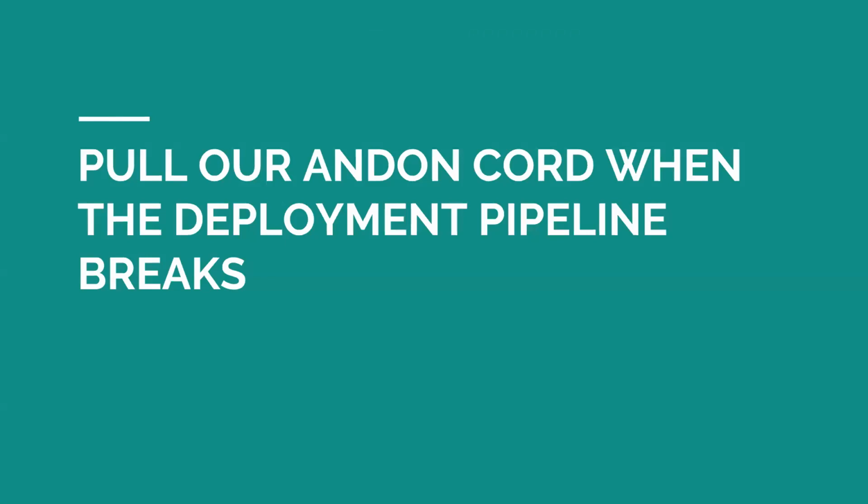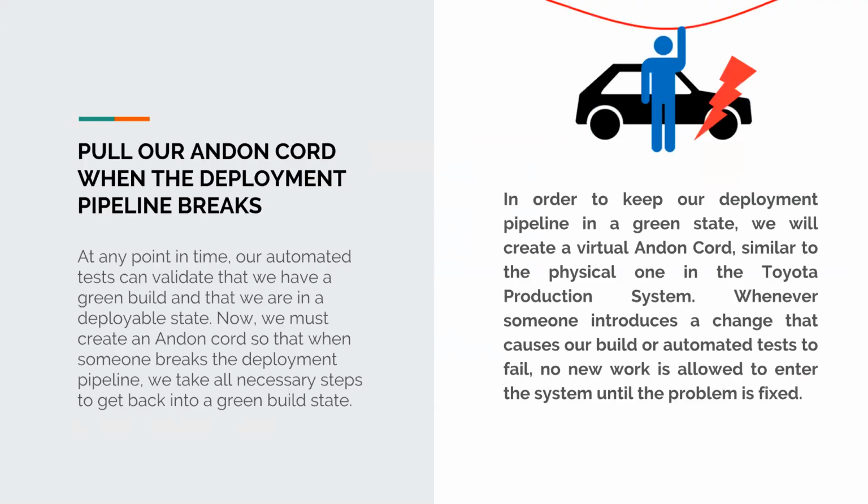And we also need to pull our andon cord when the deployment pipeline breaks. At any point in time, our automated tests can validate that we have a green build and that we are in a deployable state. But we also need to create an andon cord so that when someone breaks the deployment pipeline, we can take all the steps necessary to get back into that green build state as soon as possible. And in order to keep us in that state, we will need to create a virtual andon cord. It's similar to the physical one in the Toyota production system. So whenever someone introduces a change that causes our build or automated test to fail, no new work is allowed to enter the system until the problem is fixed.